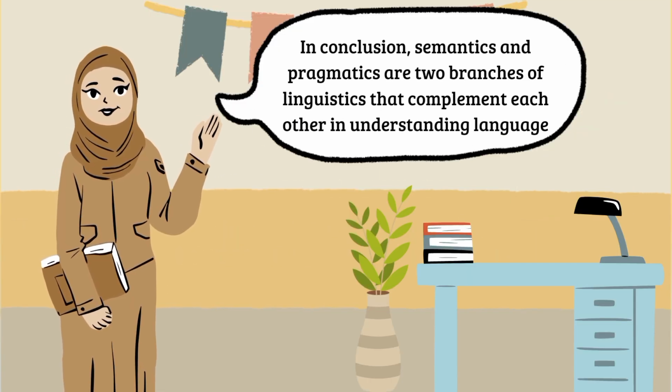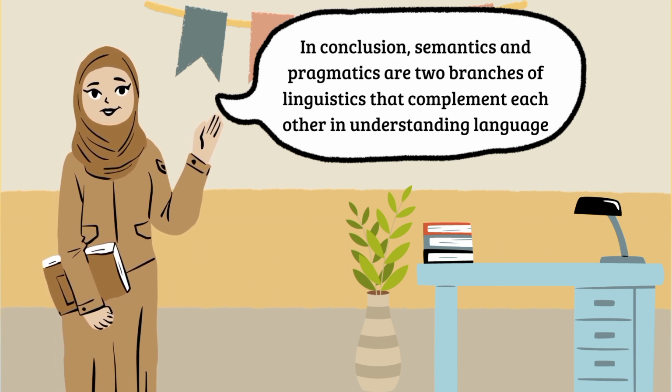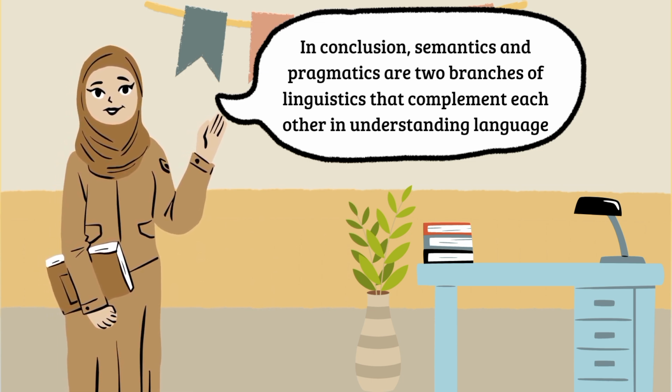Okay, in conclusion, semantics and pragmatics are two branches of linguistics that complement each other in understanding language. Semantics focuses on the literal, stable meanings of words and sentences. Pragmatics focuses on how context influences the interpretation of meaning. Both are essential for understanding how language works, both theoretically and in everyday communication. By understanding this, we can become more effective communicators and more sensitive to different situations.